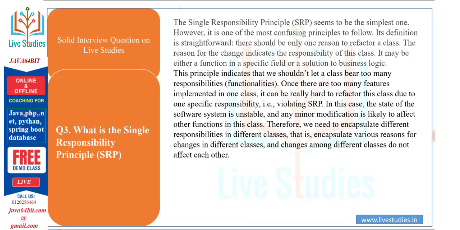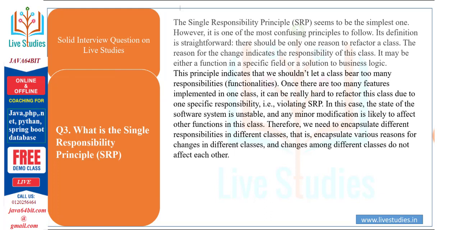Another question is, what is the single responsibility principle? Right. So basically the single responsibility principle seems to be the simplest one. However, it is one of the most confusing principles to follow. Its definition is straightforward: there should be only one reason to change a class. The reason for the change indicates the responsibility of this class. It may be either a function in a specific field or a solution to business logic.